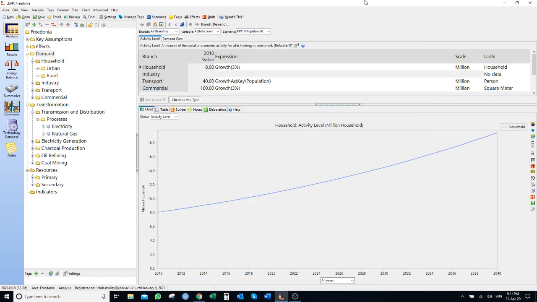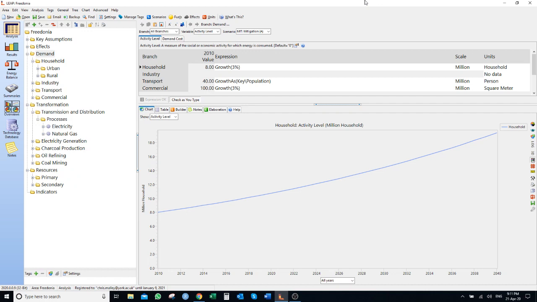Okay, hello everybody. Welcome to a tutorial for the first exercise in the LEAP training exercises, the general overview and introduction to LEAP. It starts on page 10 of the exercise booklet, and we're going to be working with a fictional country called Freedonia.